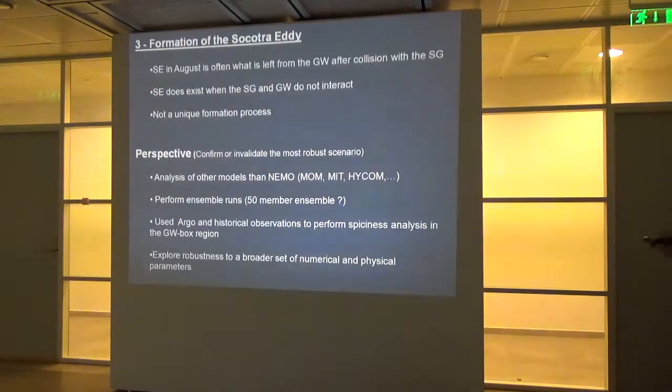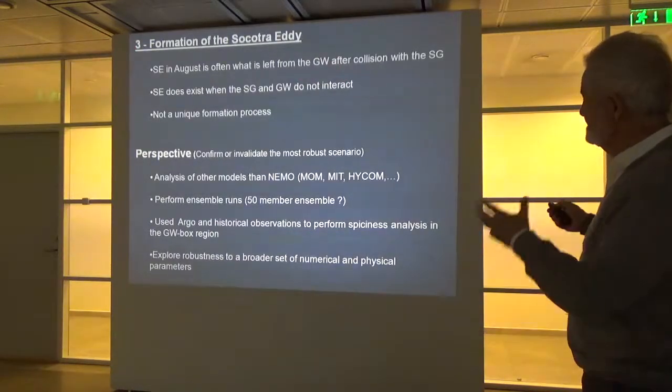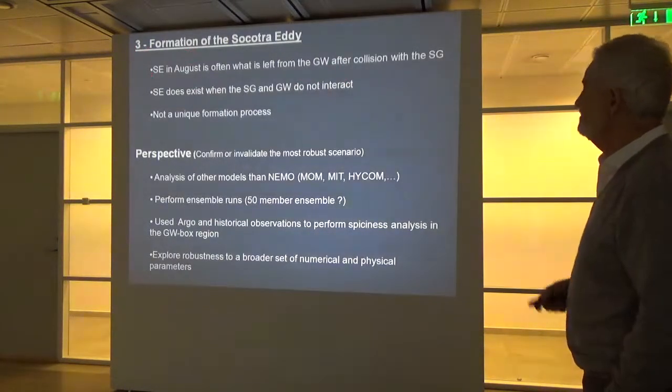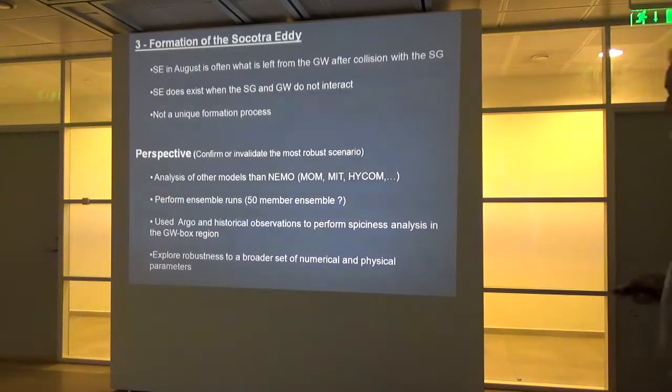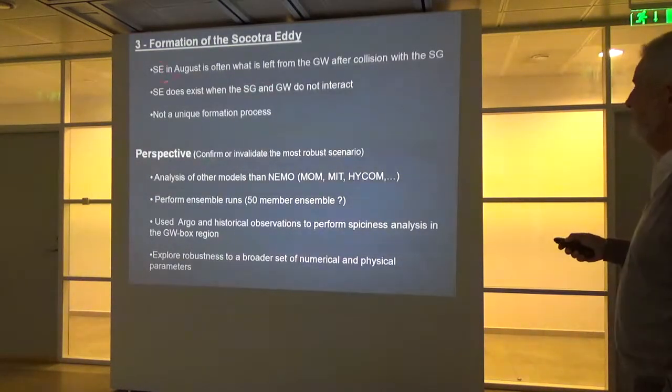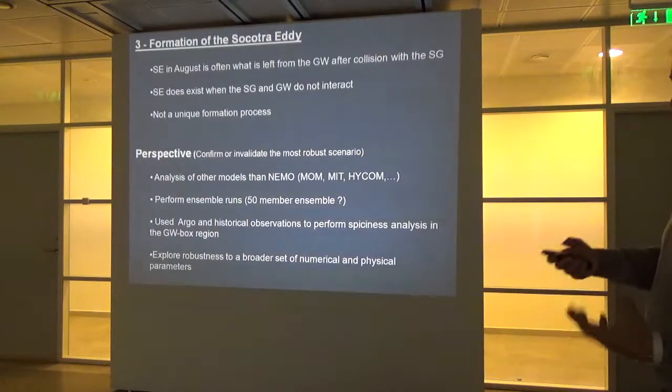So the last point: the Socotra Eddy is a side effect. It's just when the Great Whirl is pushed after the collision without merging. That could be one process, but it's not a unique formation process, because sometimes it exists when there is no collision between the two. So the Socotra Eddy could have different origins depending on the year, and so different properties in spiciness.